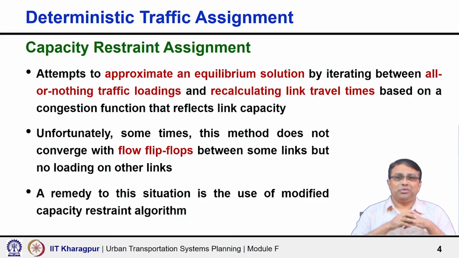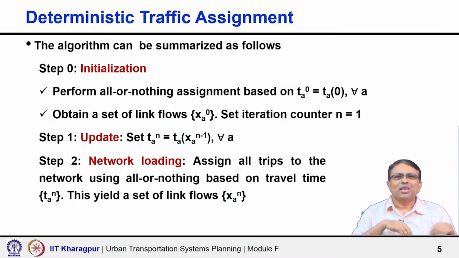So, that sometimes is unrealistic, and every problem we faced is research. So, people try to find out a solution also. So, the modified capacity restraint algorithm also was developed. Okay, this is the problem, the flow flip flop is happening. So, how to overcome? Researchers come out with alternative ideas. So, one such idea, which we will discuss in this case, is the modified capacity restraint algorithm.